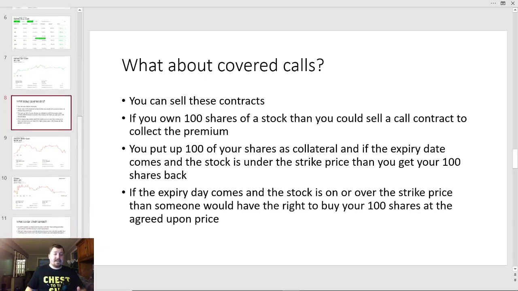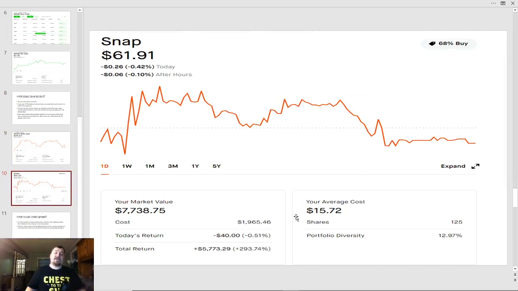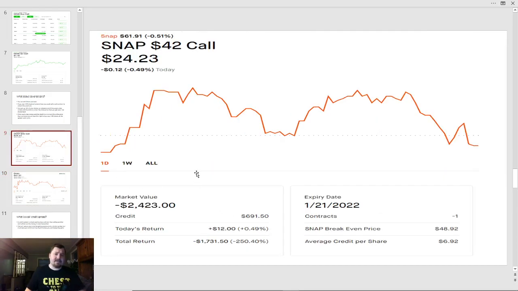So for an example of a covered call, I sold a covered call on Snapchat. So here's my Snapchat position. I have 125 shares. I paid $15.72 for 125 shares of Snapchat. Now at the time, I think it was like $30 when I sold this, right? It was at $30.